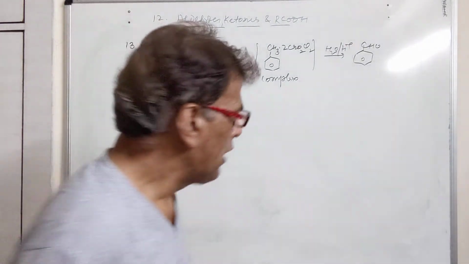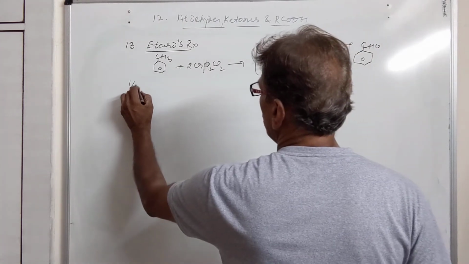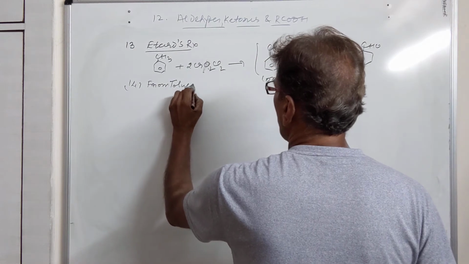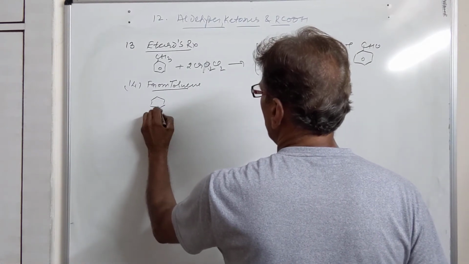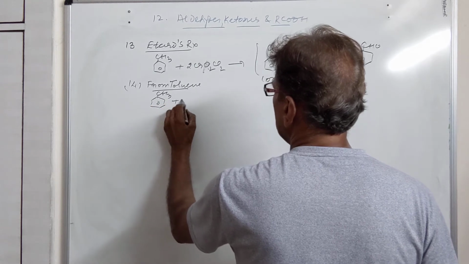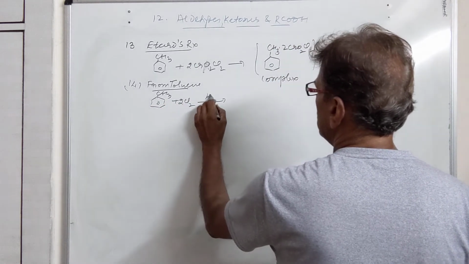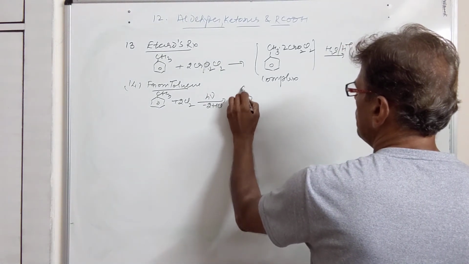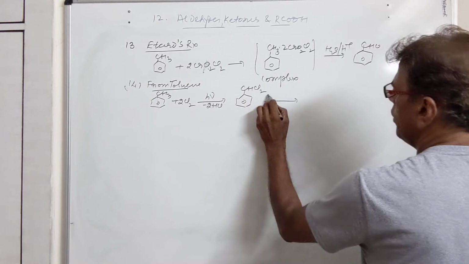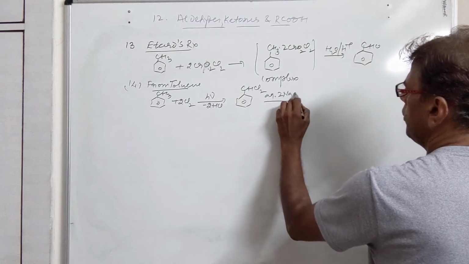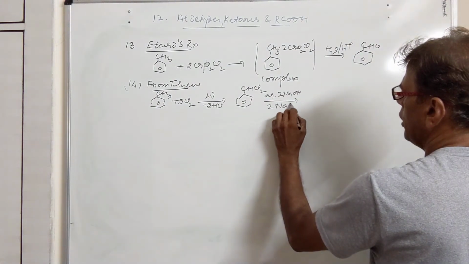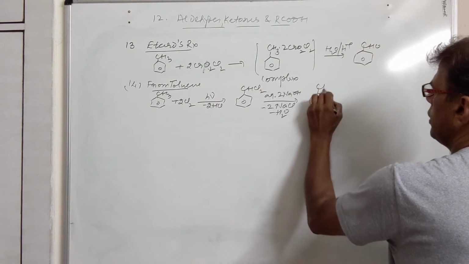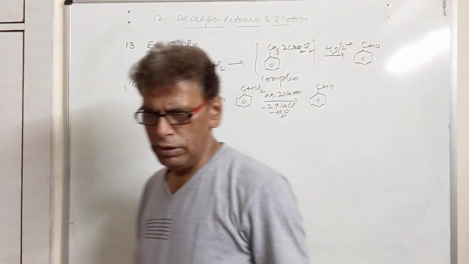The second method of getting aromatic aldehyde is again from toluene. Toluene is subjected to halogenation in the presence of sunlight, with loss of 2HCl. We'll get benzal chloride. This is hydrolyzed with 2NaOH, with loss of 2NaCl. Loss of water will take place. We will get benzaldehyde by this method. So this is from toluene.